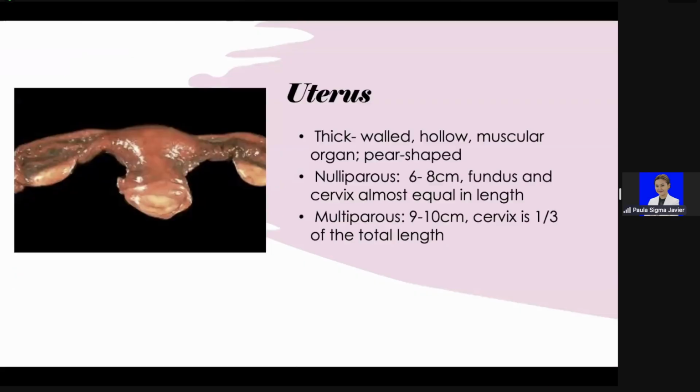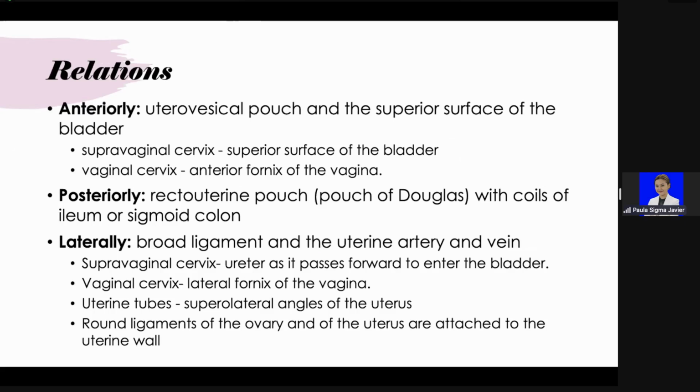Okay. For the uterus, again, it is a thick-walled, hollow muscular organ. It is pear-shaped. In nulliparous patients, it is around 6 to 8 centimeters. The fundus and the cervix are almost equal in length. In multiparous patients, it is around 9 to 10 centimeters, so a bit bigger or longer. The cervix is 1/3 of the total length. So these are the relations of your uterus.